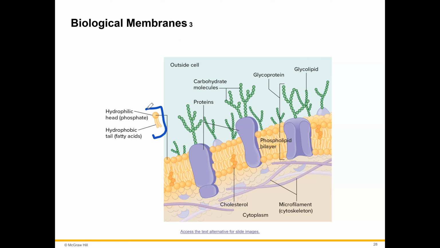Now here's a phospholipid. It has a head, a phosphate group, and it's hydrophilic, so it loves water, and two tails, hydrophobic, made of fatty acids. Because the head loves water, the heads will face water. So we have water outside the cell and water inside the cell, and that orientation of the phospholipid allows us to form a bilayer.